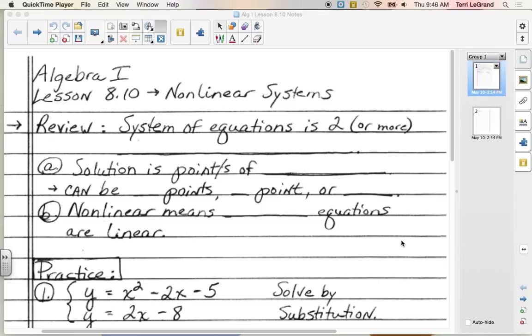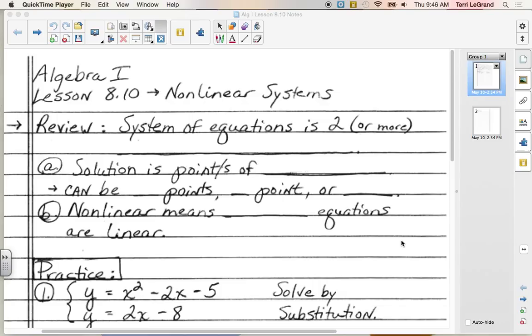For our lesson 8.10, nonlinear systems, let's start off with a review. We've already solved systems of equations. We've solved linear systems of equations. Anybody remember that back in chapter 5? We solved them by graphing. What did we look for when we were graphing?